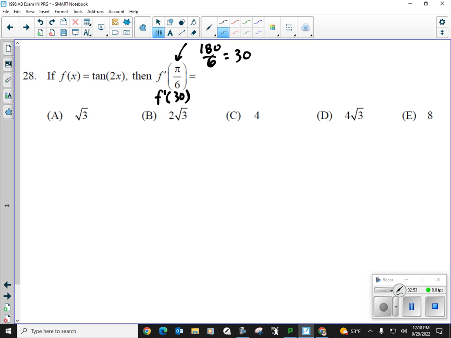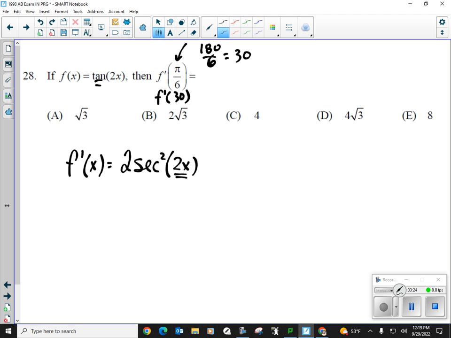Your trig rules for derivatives. The derivative of tangent of x is secant squared of x. This stays the same, times the derivative of the inside, which is just 2. I will put that out front. That is a rule. We use the chain rule. Don't mess that up. Don't say it's a secant squared of 2. Okay? So here we go.